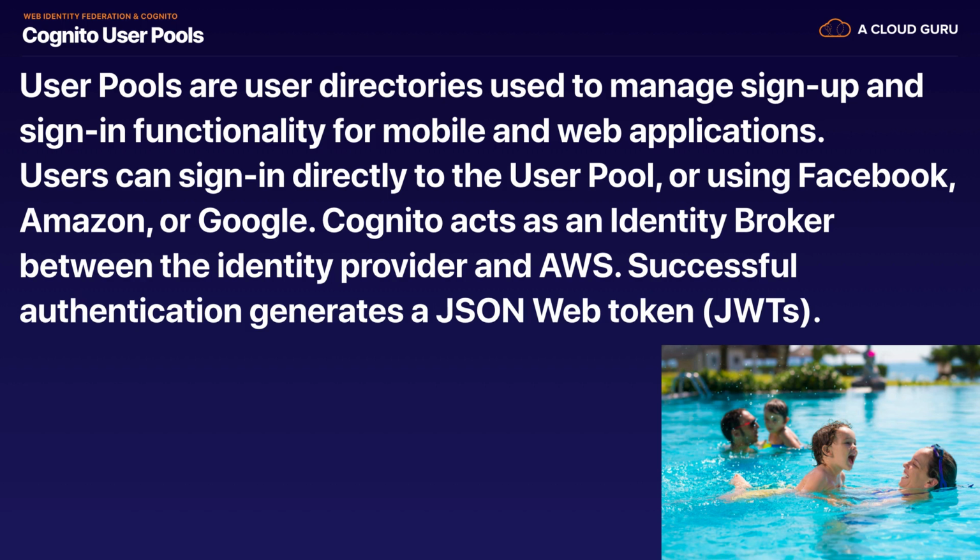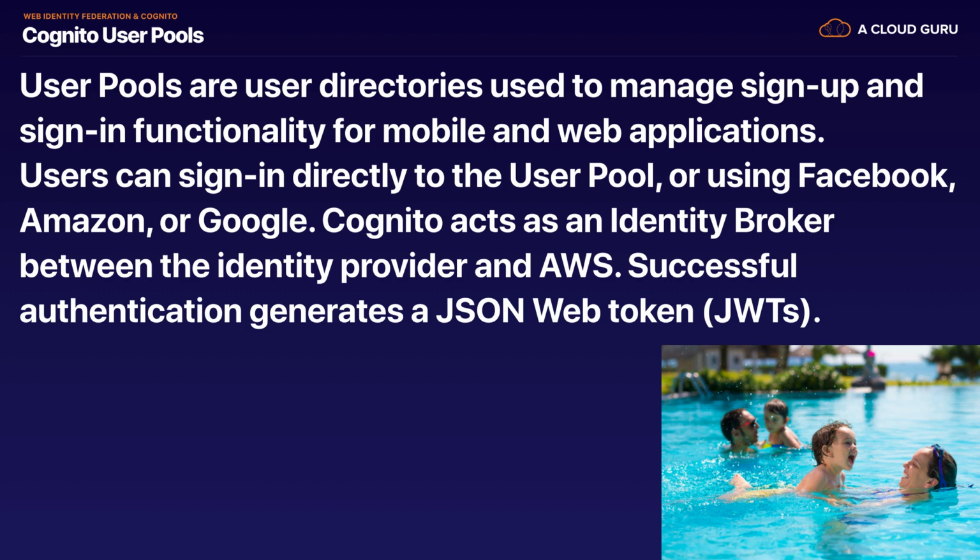User pools are basically just for your users. They're user directories, and they're used to manage sign up and sign in functionality for mobile and web applications. So users can sign in directly to the user pool. That means their username and password is basically stored within Cognito itself, or they could go ahead and use a third-party identity broker like Facebook, Amazon, or Google. And what Cognito is going to do is act as an identity broker between the identity provider and AWS. Successful authentication generates a JSON Web Token, or JWT.